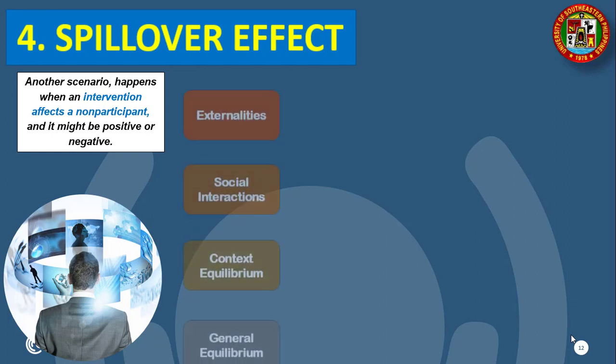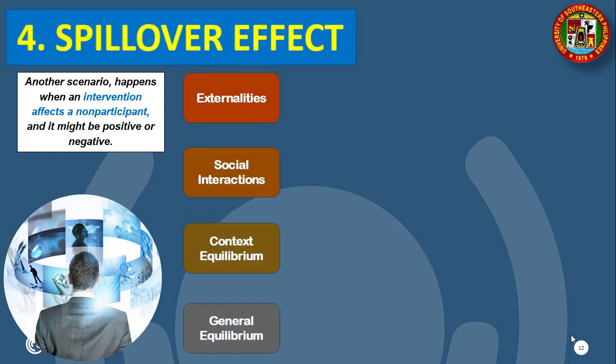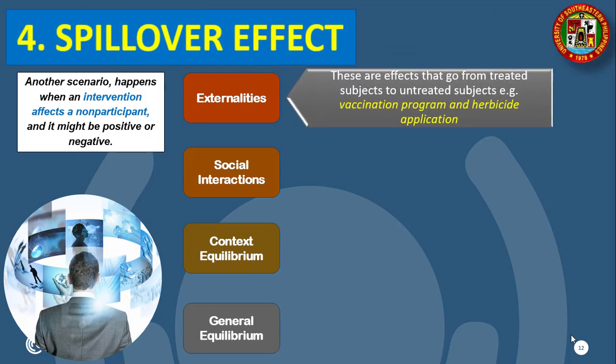There are 4 types of spillover effects. First, externalities. Second, social interactions. Third, context equilibrium. And fourth, general equilibrium. What do you mean by externalities? Externalities varies into positive and negative. These are effects that go from treated subjects to untreated subjects.